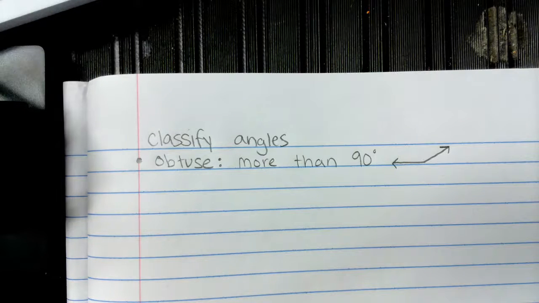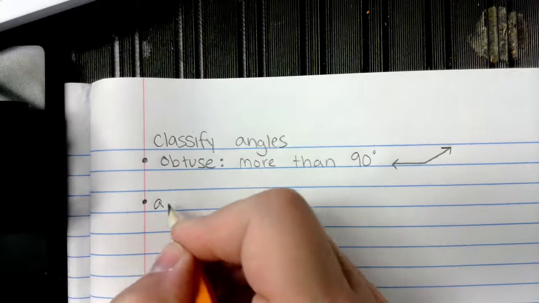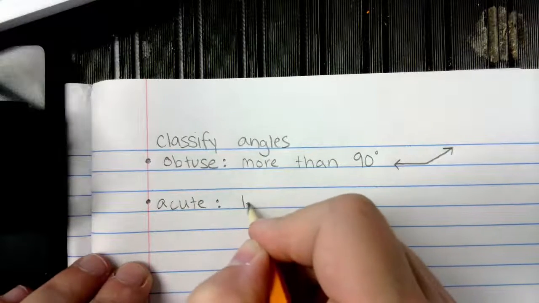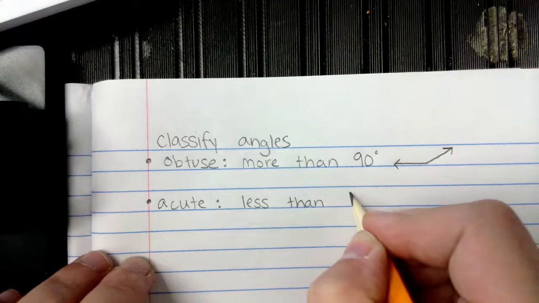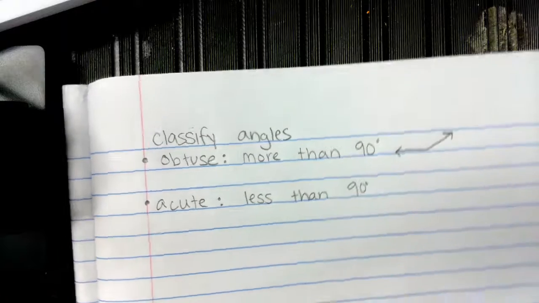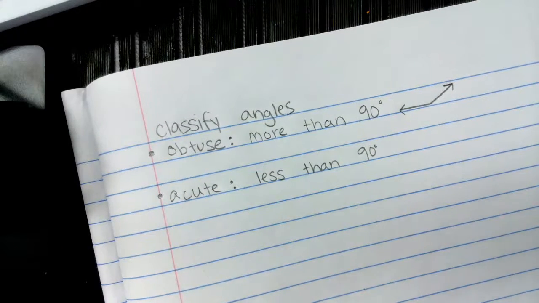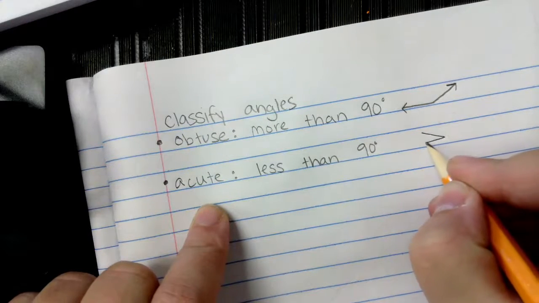What's the other one other than obtuse? Acute. And what is acute? Less than 90. Now, some teachers like to have you remember it by saying, oh, it's such a cute little angle. But don't you think some of our bigger angles want to be called cute, too? All angles are cute, you guys. But acute means it's smaller than 90 degrees.